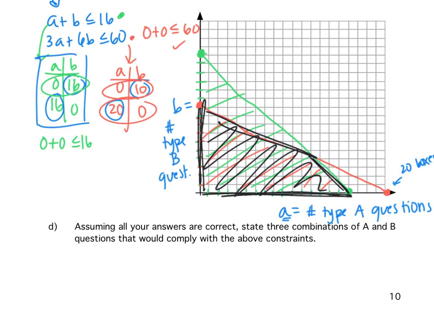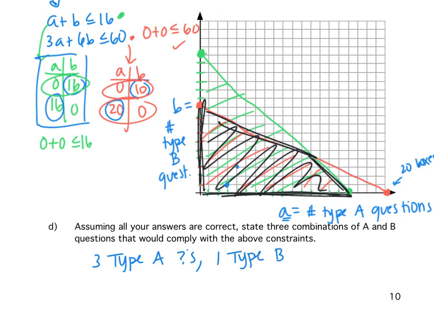Okay, in part D, assuming all of your answers are correct, state 3 combinations of A and B questions that would comply with the above constraints. So we talked about in the earlier problems, any points that fall in that region, in this case the black one, are going to work. So if I pick this point, for example, that will work. That is 3 type A questions and 1 of type B.